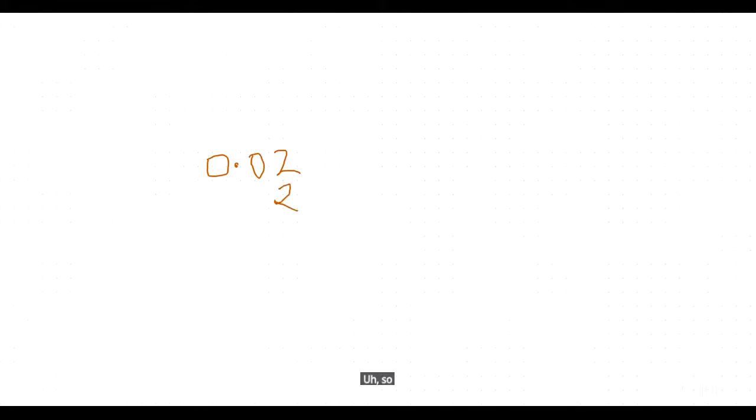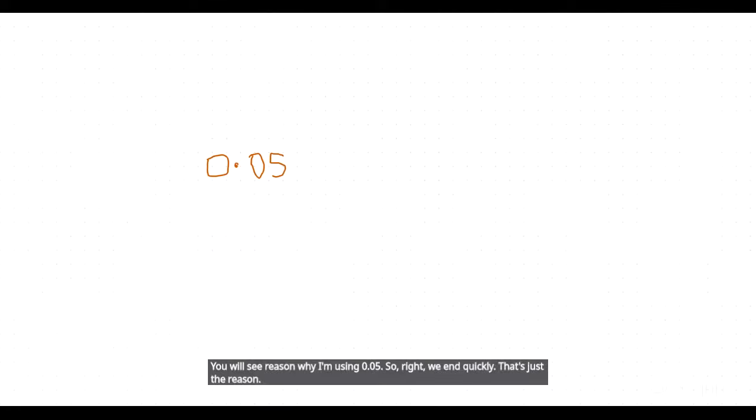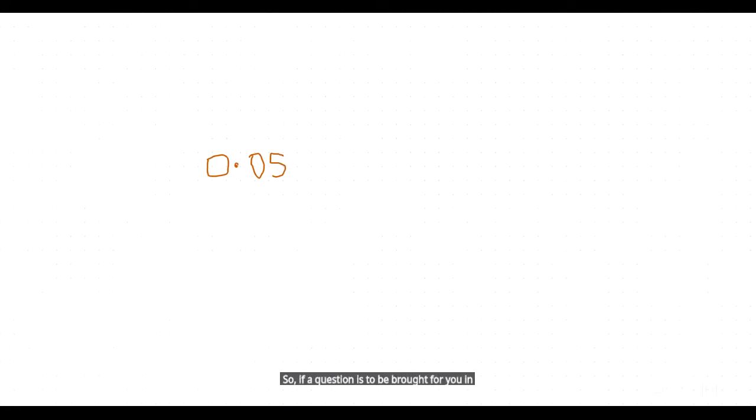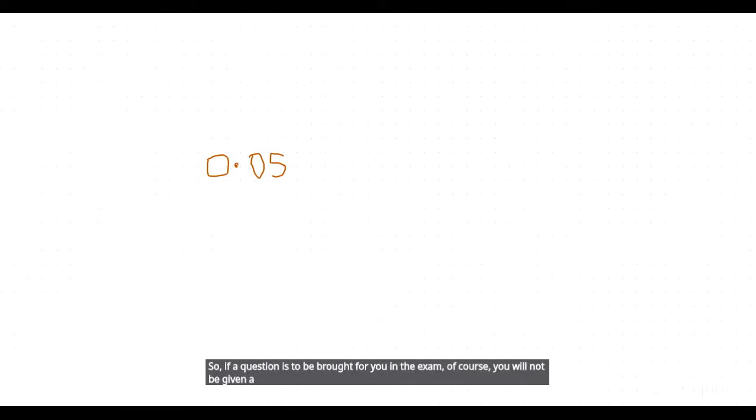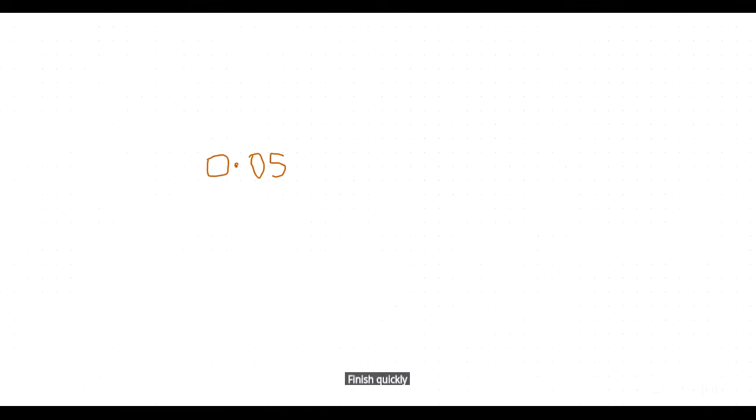So wait, let me use an easier number so that I can explain it quickly. Let me write 0.05. Pardon me, you will see the reason why I'm using 0.05: so that it will end quickly. That's just the reason. If a question is to be brought for you in the exam, of course, you will not be given a number that will take you 20 years to finish. You will be given a number that should finish quickly. What matters is not how long, but what is the process? Do you understand the process?